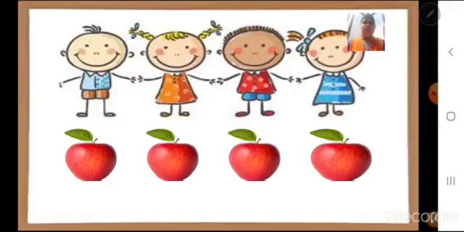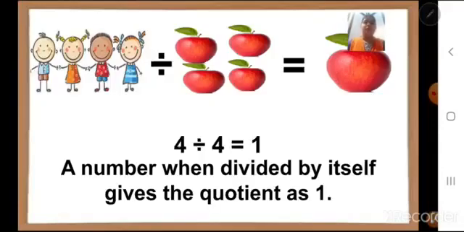The first boy will get 1 apple. The next girl will also get 1 apple. Then the boy also will get 1 apple, and then the girl will also get 1 more apple. So everyone will get 1 apple each. So that means we can say that 4 divided by 4 is equal to 1. A number when divided by itself gives the quotient as 1. This is the second property. Got it children?